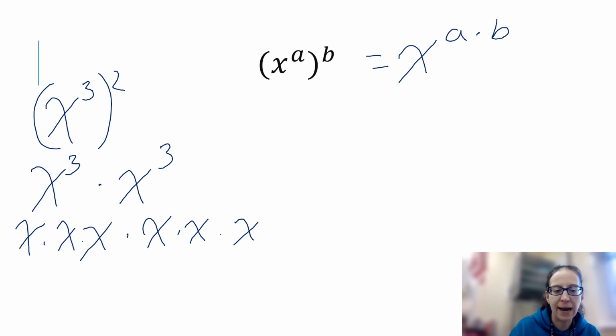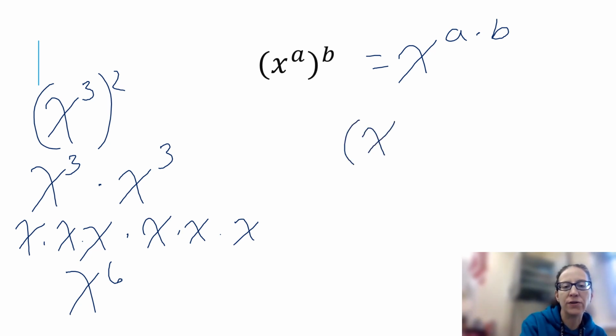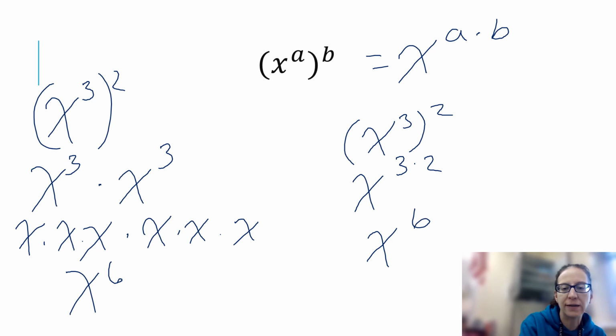Well, that is x used as a factor 6 times. That is x to the 6th. So as an example, you might do something like this. X to the 3rd all squared means x to the 3 times 2, and 3 times 2 is 6. Again, most of the time, we are going to skip this middle step right here because we just do 3 times 2. All right, so those are our first two.